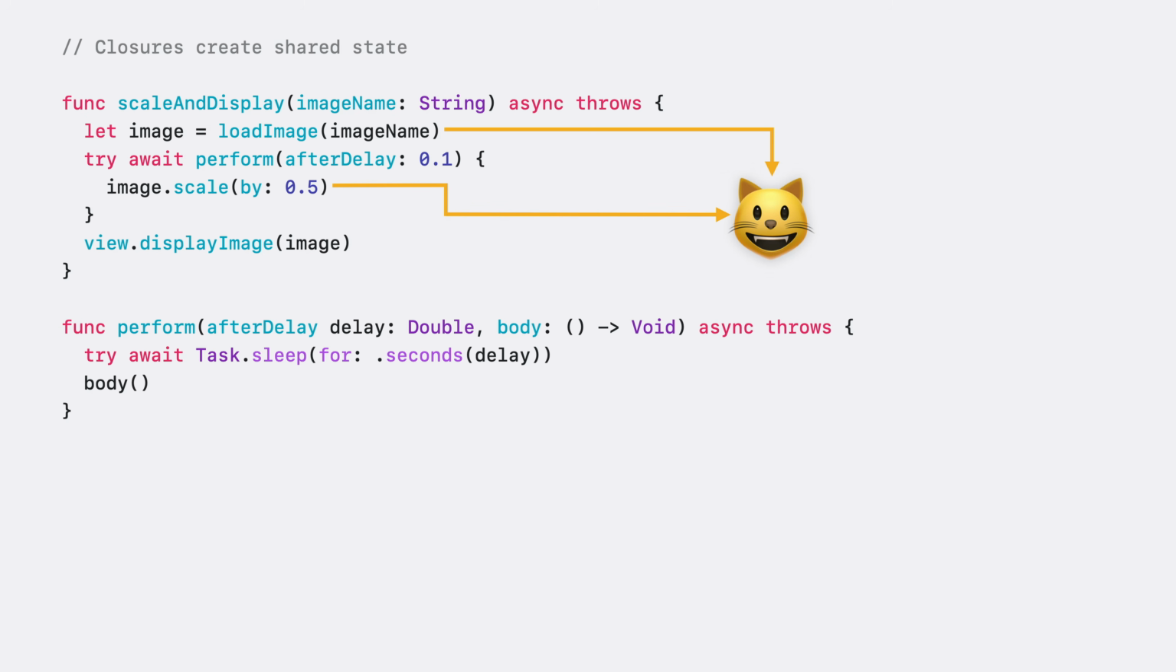Just like non-sendable classes, a closure with shared state is still safe as long as it isn't called concurrently. Only make a function type sendable if you need to share it concurrently.